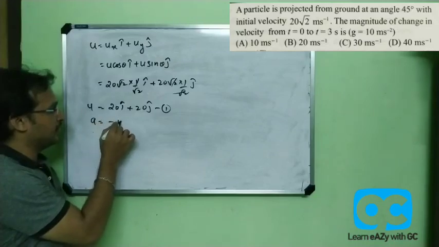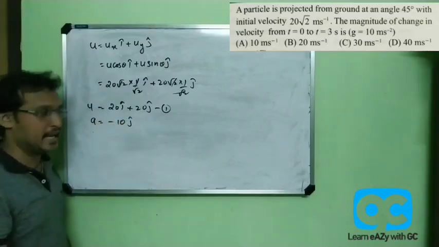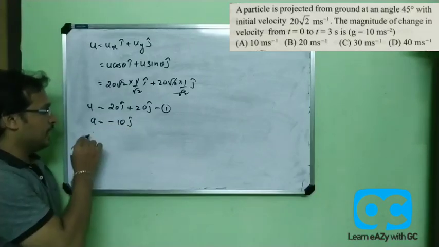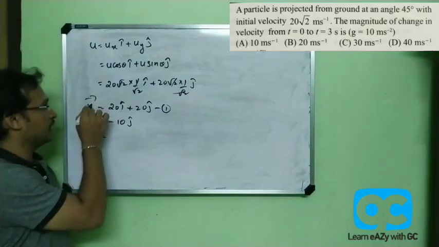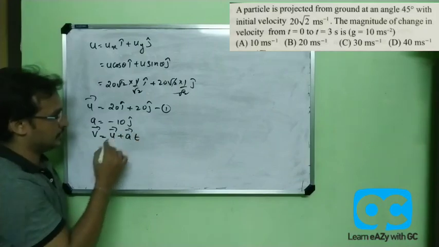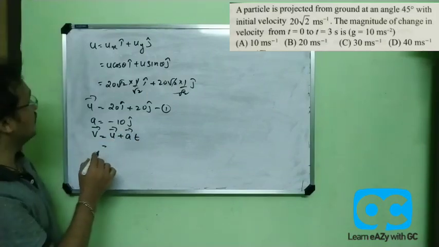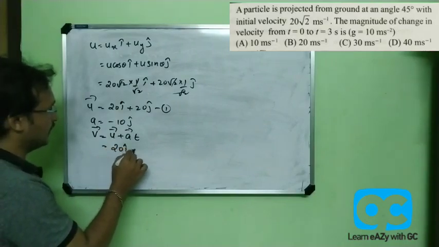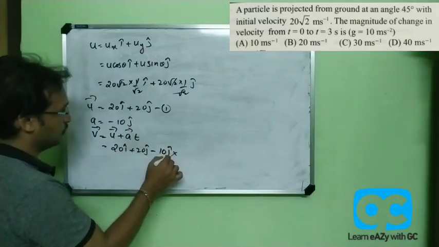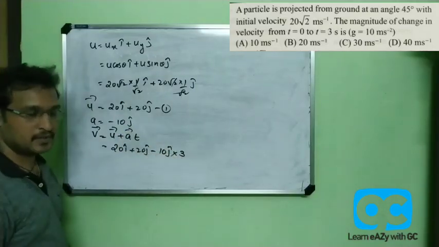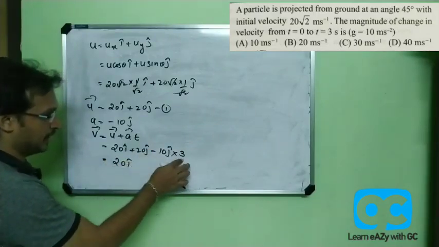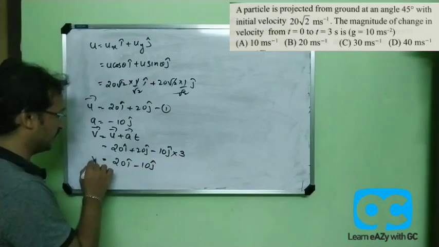Now I am taking acceleration due to gravity as 10 acting vertically downwards, so minus 10j. These are all vectors. V equal to, we know, vector u plus at, this is the final velocity. And u is equal to 20i plus 20j, minus 10j into t. T is given as 3 seconds. So you will get 20j minus 30j equal to minus 10j. So this is the final velocity.